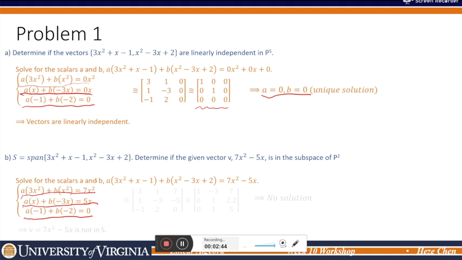Solving this system of equations in the augmented matrix form, we will find there's no solution, which means the v vector is not inside S.